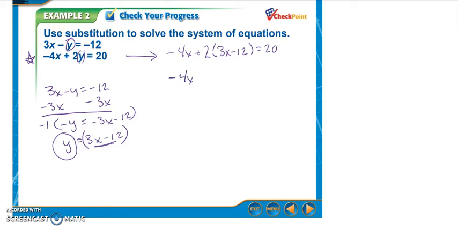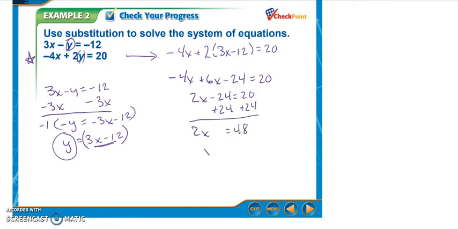Negative 4x plus 6x minus 24 equals 20. So 2x minus 24 equals 20. Add 24. 2x equals 48. So divide by 2. So x equals 24. So now we just have x though.